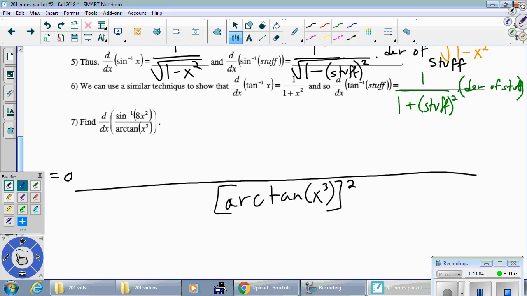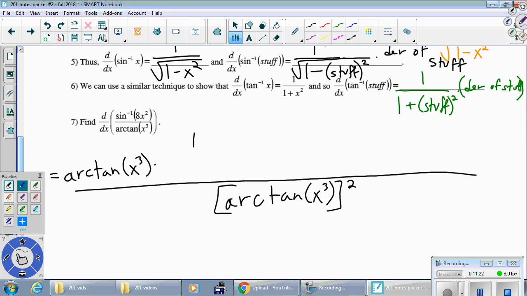Okay, here we go with the quotient rule. Bottom times derivative of the top. Copy the bottom times the derivative of the top. The derivative of inverse sine we've just seen. Derivative of inverse sine of stuff is 1 over square root of 1 minus the stuff squared times the derivative of the stuff. So we just have to apply that here where the stuff is 8x squared.